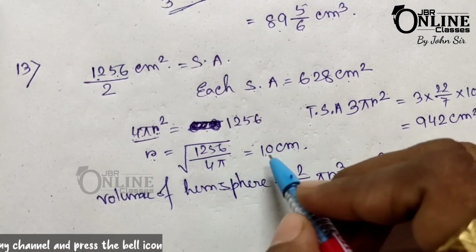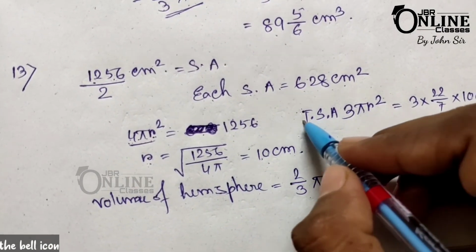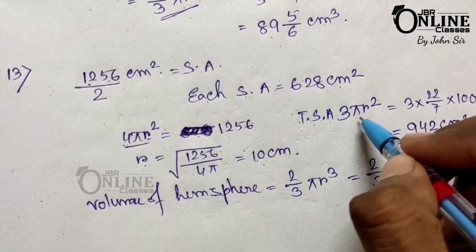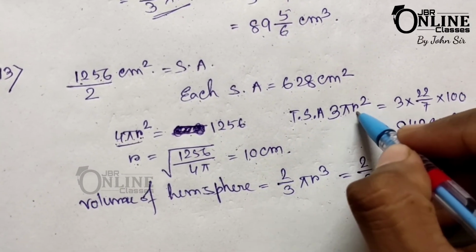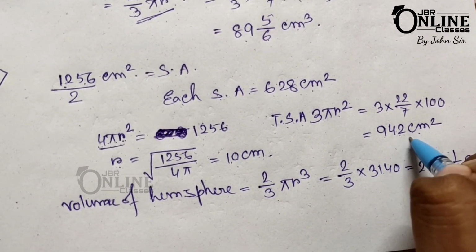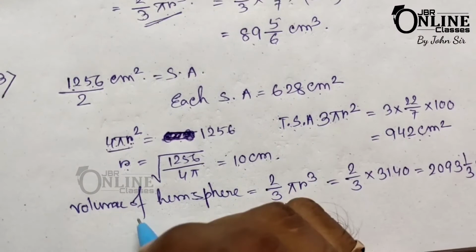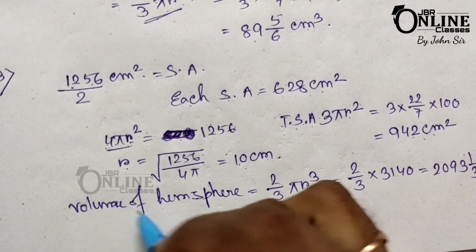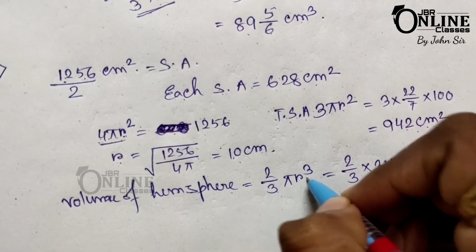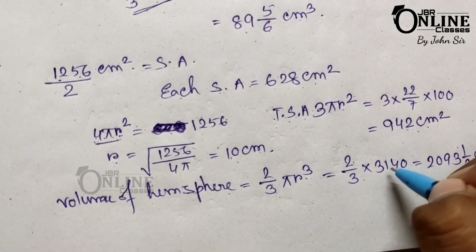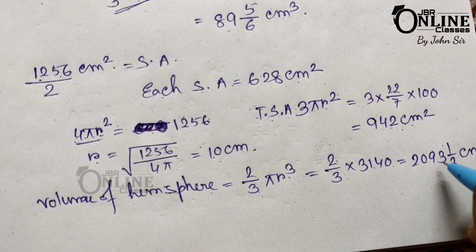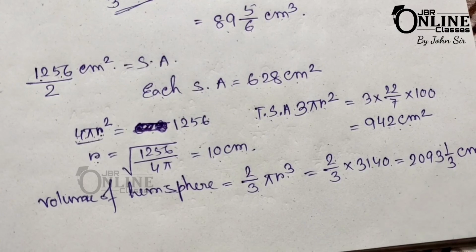Now as r equals 10 centimeter, next thing is you have to find the total surface area, and you know the formula of total surface area of a hemisphere equals 3 pi r square, and from that 942 centimeter square is the answer of total surface area. Now the last thing you have to find is the volume of a hemisphere. So here the volume of hemisphere formula will be 2 by 3 pi r cube, and that equals 2 by 3 into 3140, and from that 2093 1/3 centimeter cube is the answer.